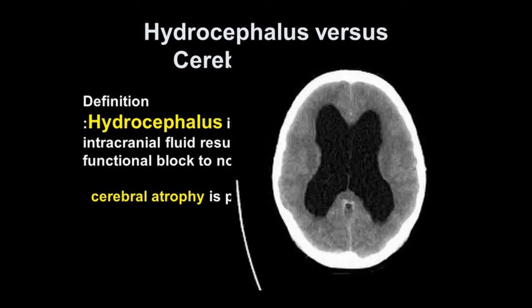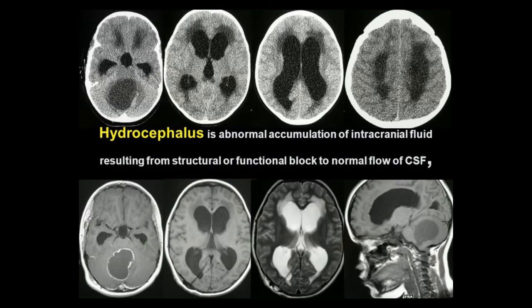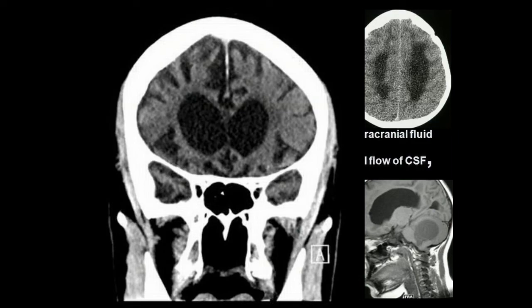Hydrocephalus versus cerebral atrophy. Hydrocephalus is abnormal accumulation of intracranial fluid resulting from a structural or functional block to the normal flow of CSF. Cerebral atrophy is a parenchymal volume loss.